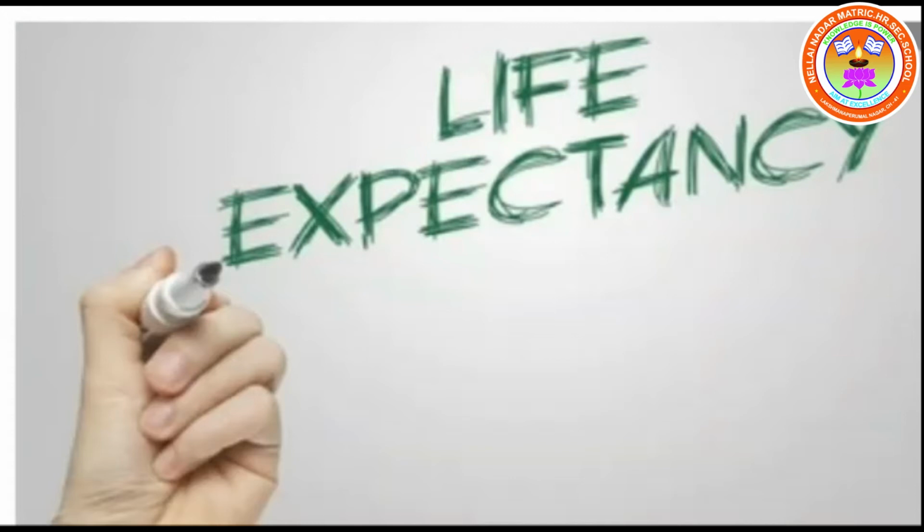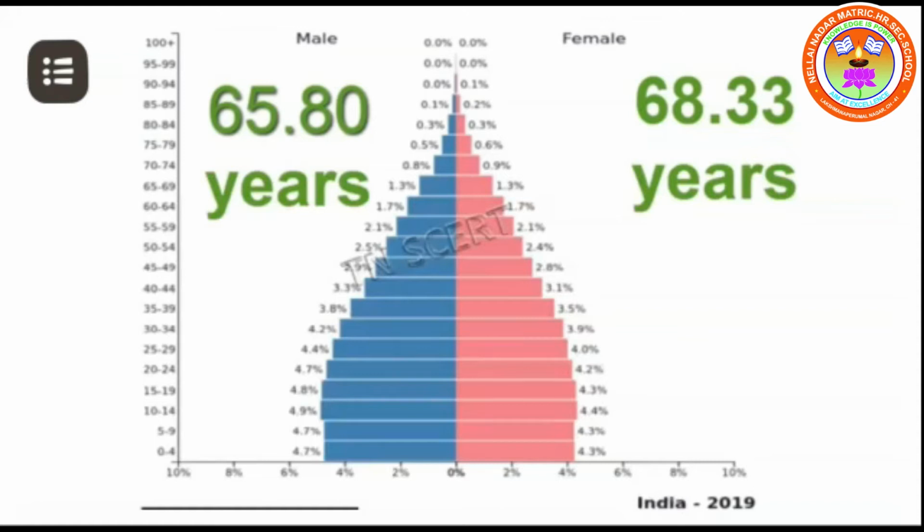Life expectancy. According to the 2011 census of India, life expectancy in India is 65.80 years for men and 68.33 years for women. Government provides a high degree of health measures through various programs. The government announced in the Union Budget 2018-19 the National Health Protection Scheme, NHPS, to serve poor families.